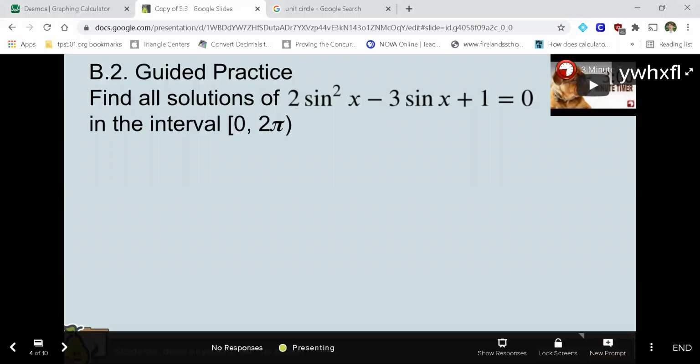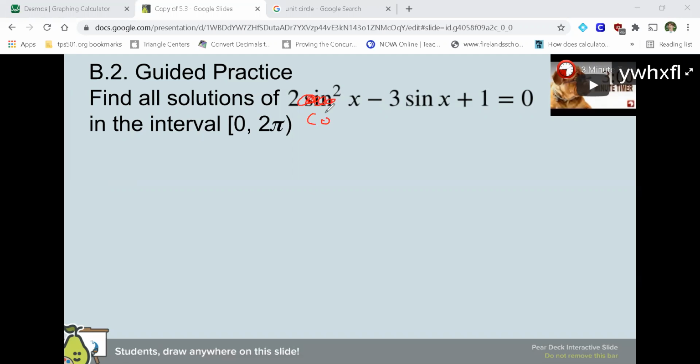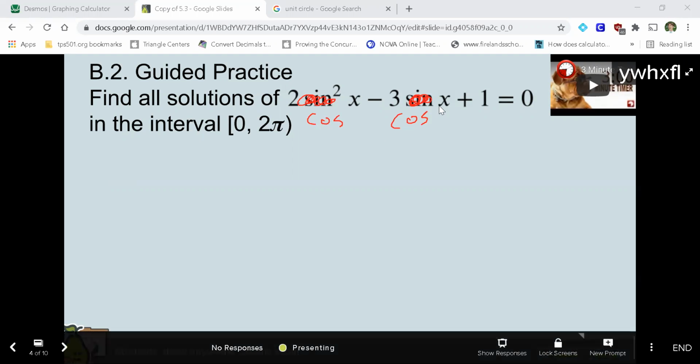Solve this one. And you know what? I'm going to do an audible right now. Okay, you ready for this? I'm fixing my mistake. Replace sine with cosine. So we're going to do 2 cosine squared minus 3 cosine plus 1. I'm tired of sine. I've exhausted it. It's too much. Let's do cosine. All right, I'll give you 3 minutes to try this on your own, and then we'll go over it.